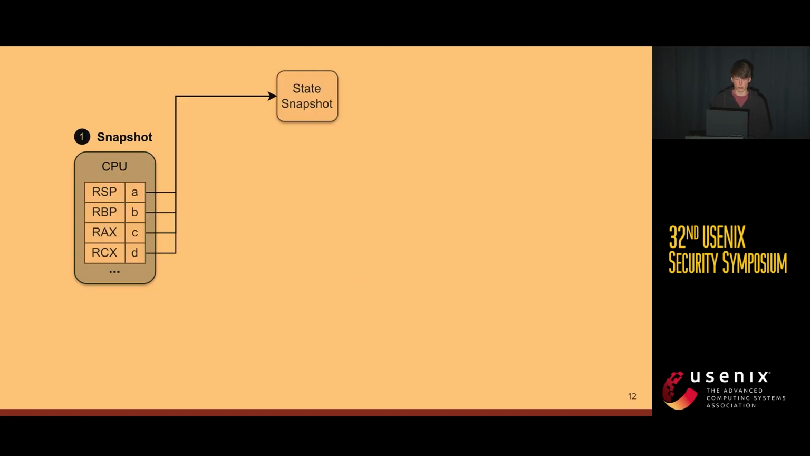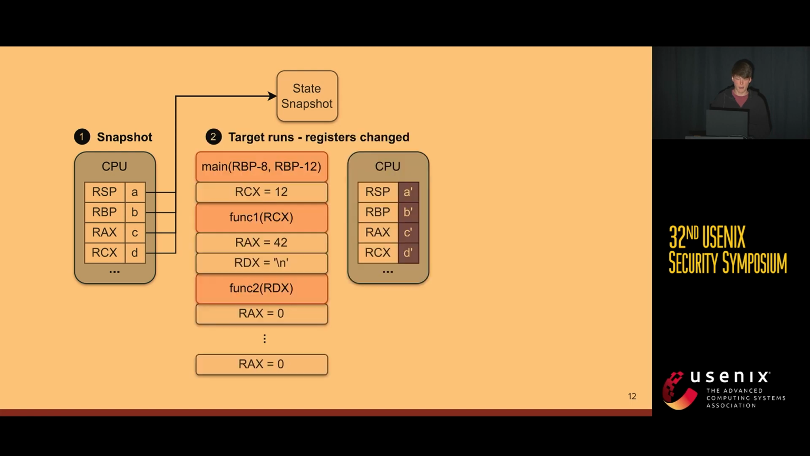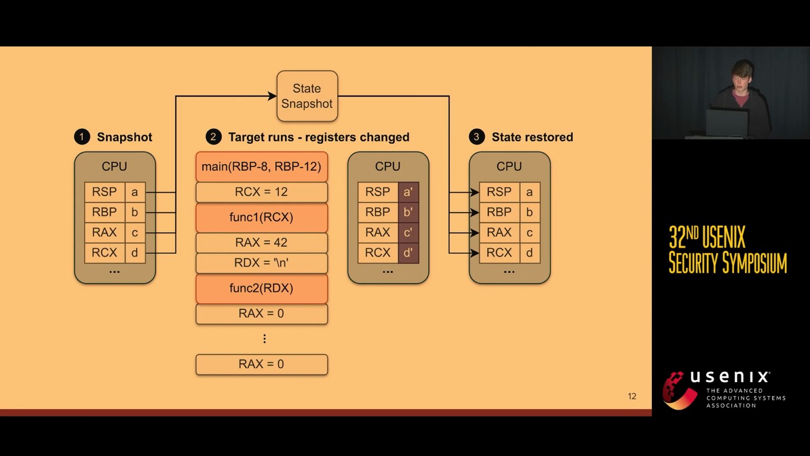So first, before the target runs, we copy all those register values. The target runs, it's going to change a bunch of those registers, and then finally we can restore them from the snapshot.